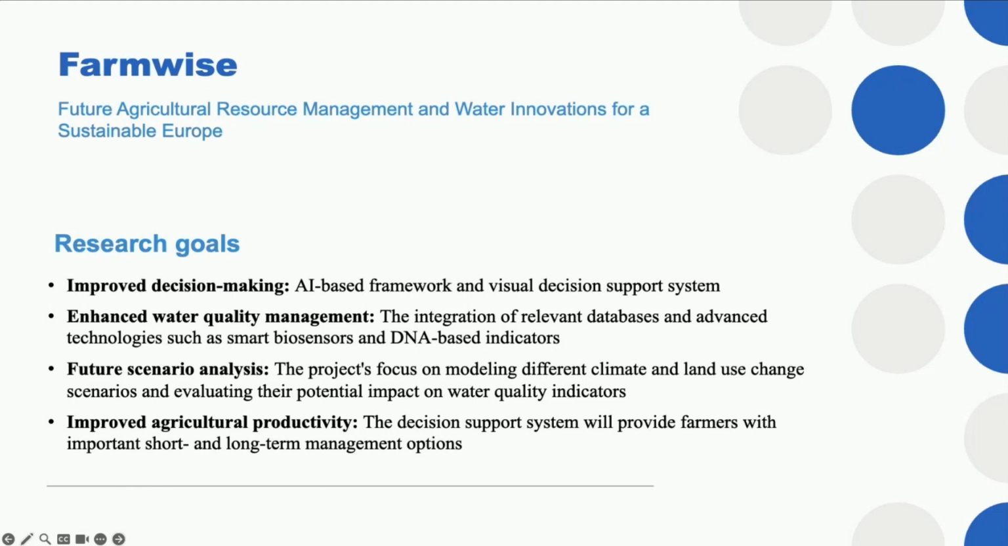Future scenario analysis. The project focuses on modeling different climate and land use change scenarios, evaluating their potential impact on water quality indicators. And that is the part that we at Wageningen are mainly involved in, the modeling aspect. The fourth research goal is to improve agricultural productivity. Again, with a decision support system, we'll provide farmers with important short and long-term management options. Those are mainly driven by the future scenario analysis and also by the water quality modeling work that's being done.